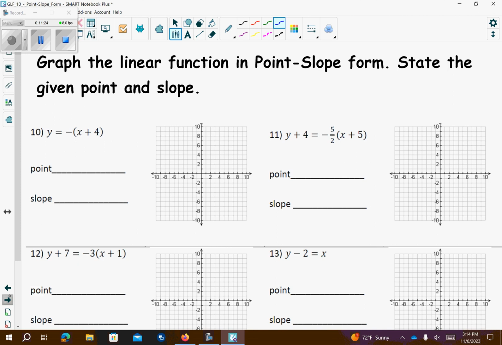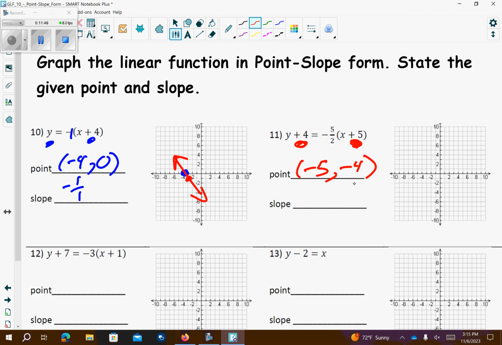All right, number 10. Opposite of this is negative 4. There's nothing over here. Nothing is 0. My slope, there's a negative, so it's negative 1 over 1. So let's plot negative 4, 0 is right there. And my slope, down 1, right 1. Done. My point, opposite of this. Opposite of this. So negative 5, negative 4. Right there.